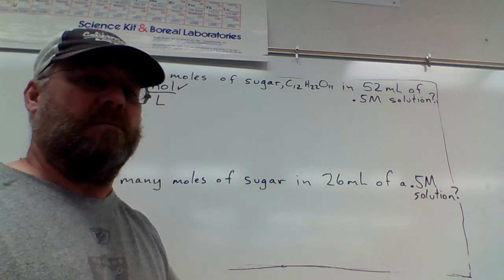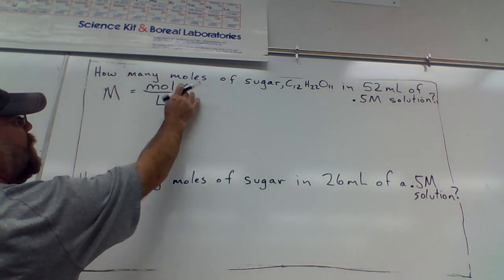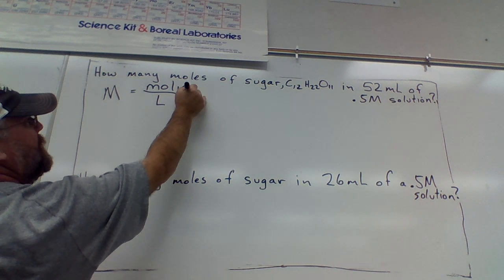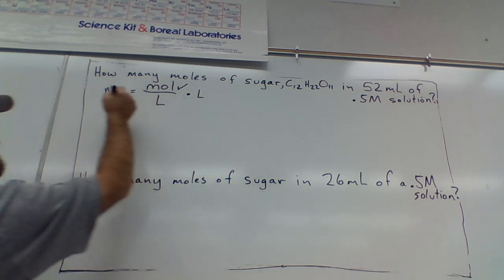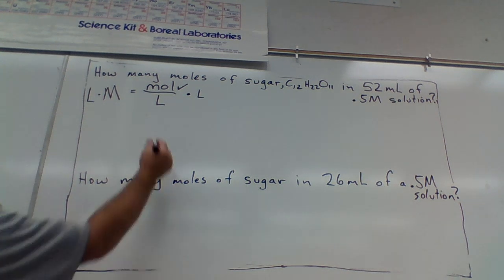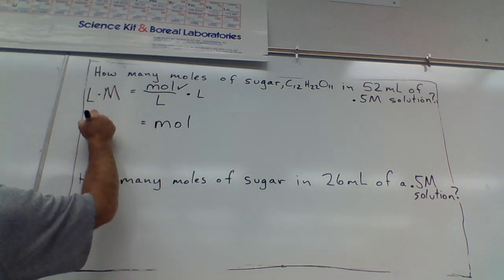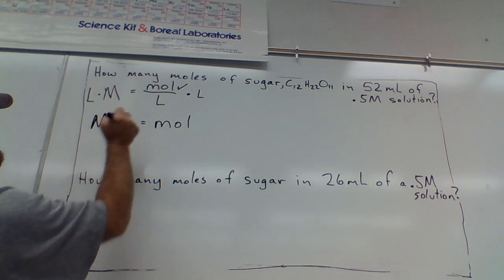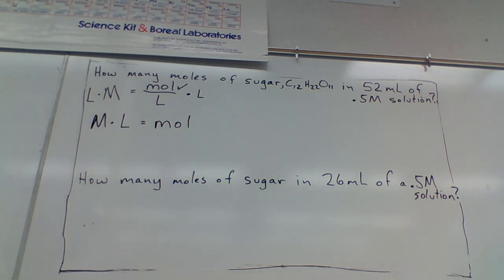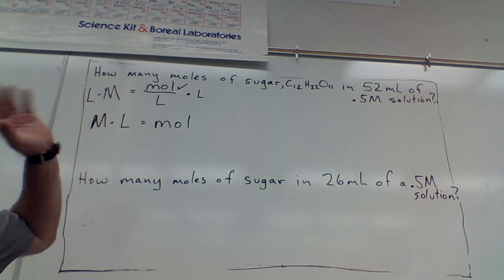Well, it's got to be A times C. And so basically, we want moles by itself. So what we'd want to do is multiply by liters on both sides. That's going to give me moles equals molarity times liters.